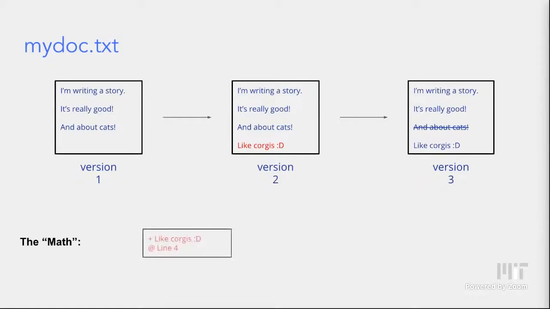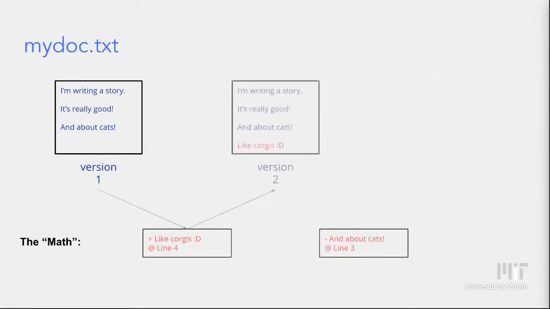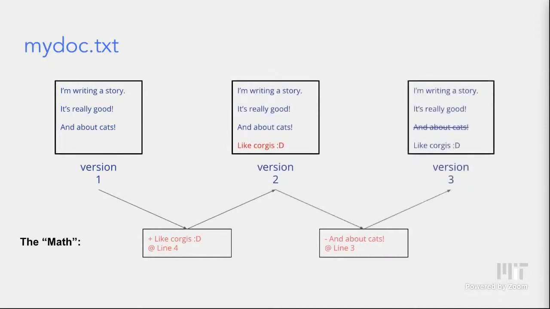And so that is the math. So in between version 1 and version 2, you add a line. In between version 2 and version 3, you subtract a line. So by keeping track of these sets of adding and subtracting lines, Git is able to track the state of the code base by just taking the initial version of the document and then applying all those edits, and that takes you to the final version of the document.